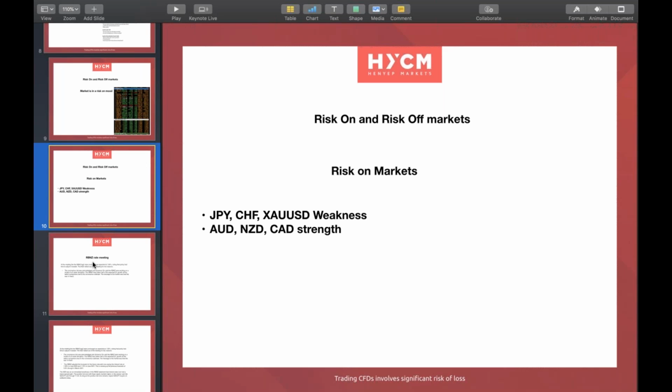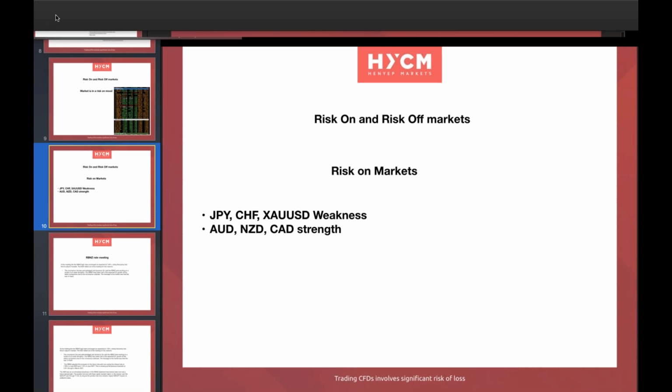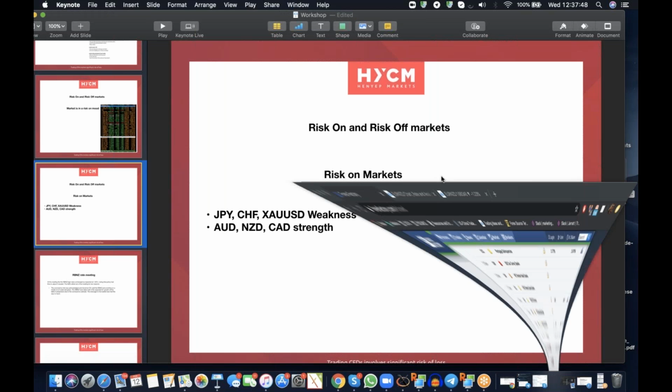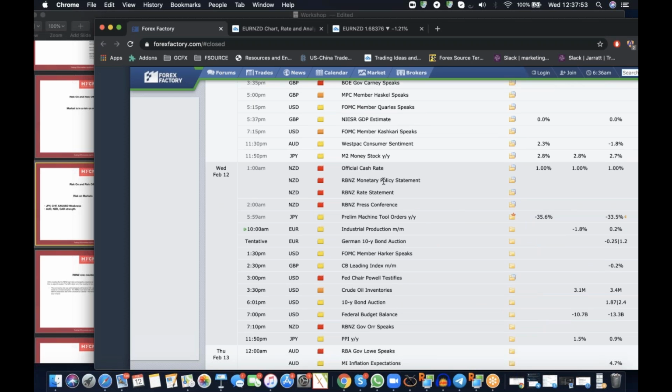Now, looking back, there was a key event last night, and I'll just show you that key event. That key event was the RBNZ interest rate statement. So we're going to look at that in a little bit of detail now, because we've seen some good reactions from the rate statement.